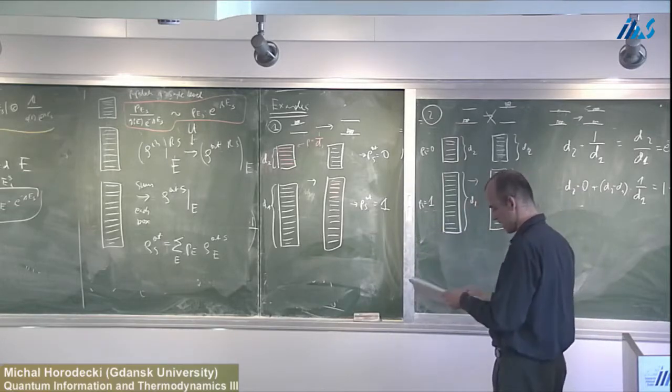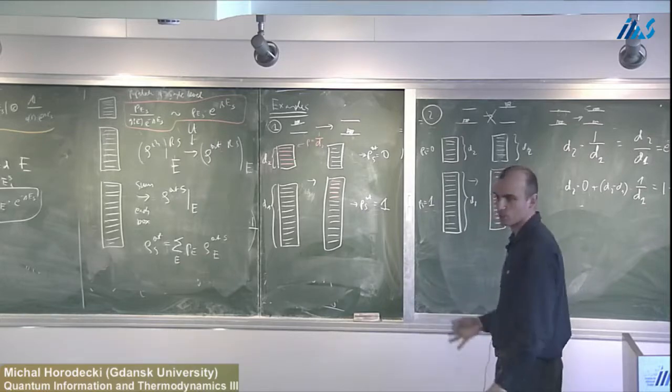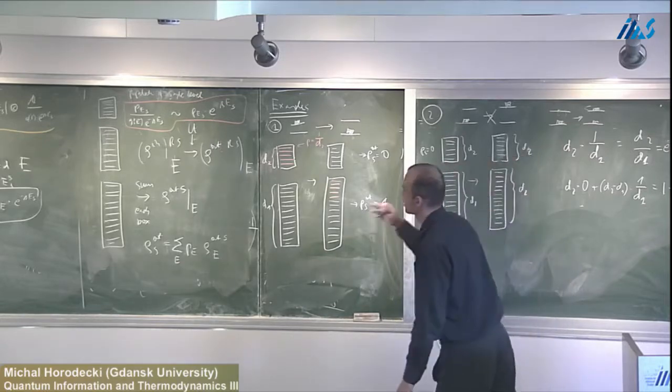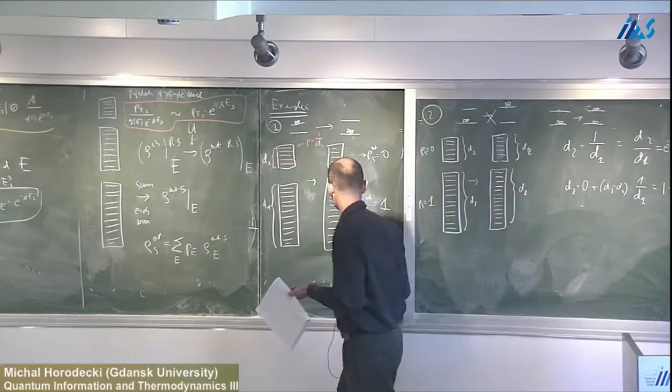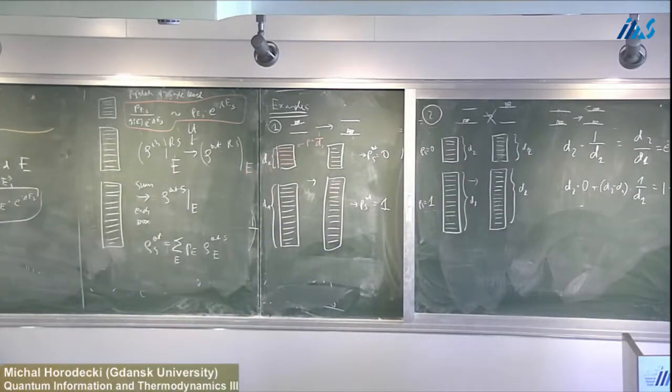Okay, so now we ask, what can we do in general if I have an arbitrary two-level system? What can I do with an arbitrary two-level system? Right? So what I can do is the following. So now, an arbitrary initial state of a two-level system.